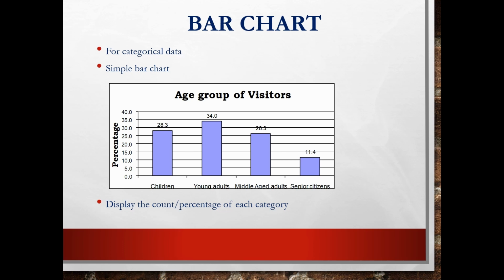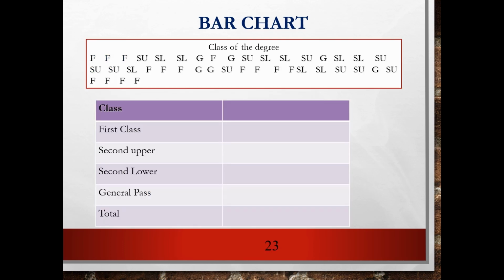So this bar chart displays the percentage of each age category, but you can obviously draw it for counts as well. A bar chart can either be drawn for the count or the percentage falling into each category. So we have done one type of chart for categorical data.